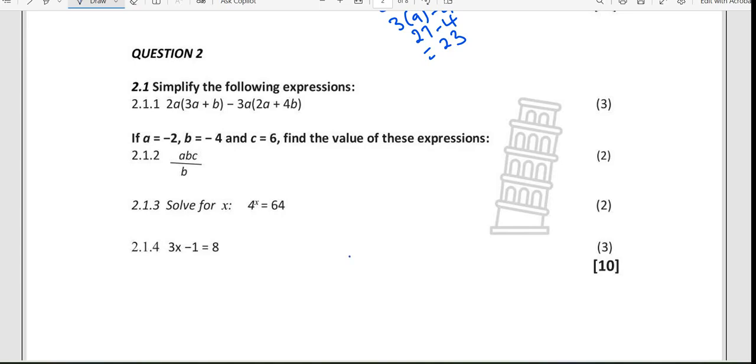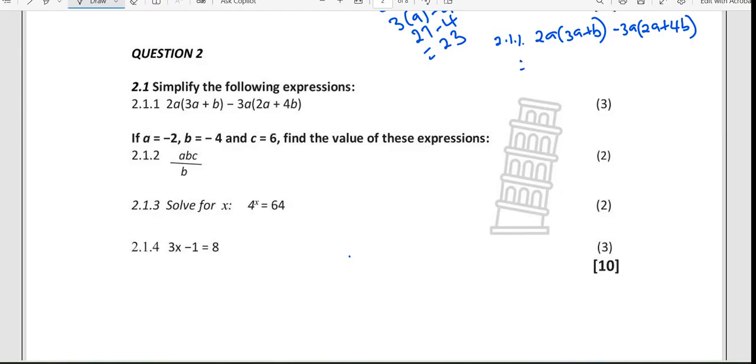I'll write 2.1.1 here. 2a(3a plus b) minus 3a(2a plus 4b).